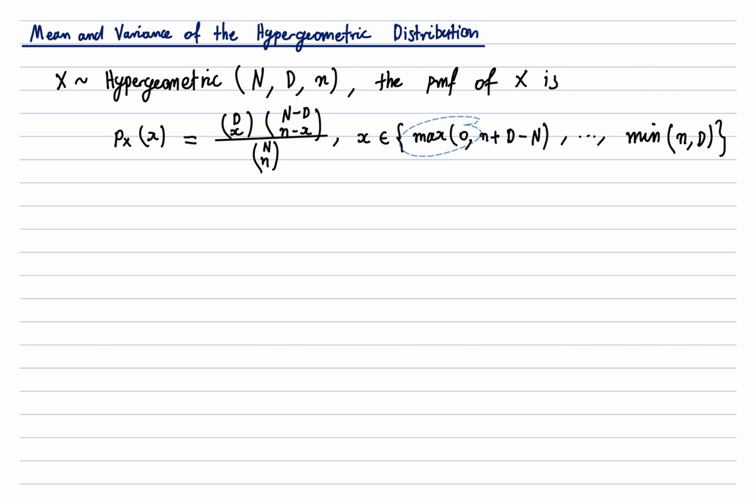So, let us first begin with the expectation. Unlike in other videos, I am not going to derive simply an expression for the expectation. Instead, I'm going to derive an expression for the following. The expected value of the random variable X choose k.